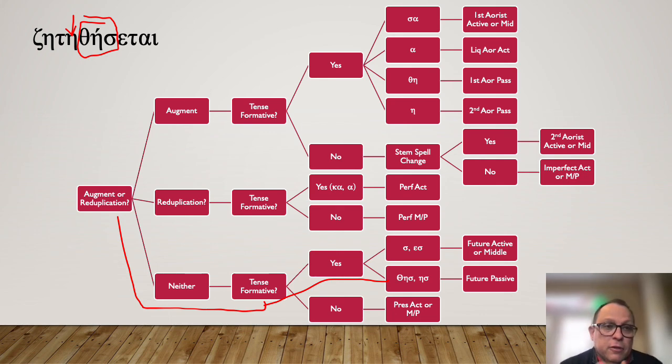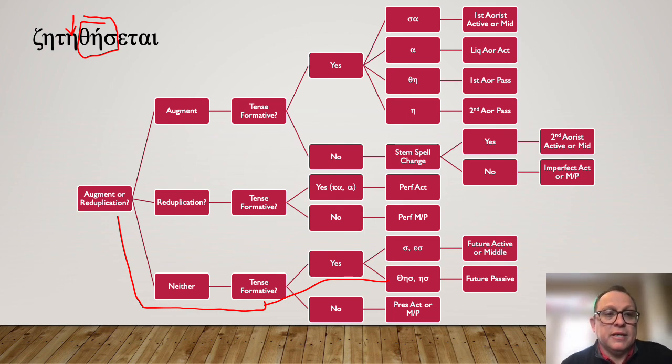And so then we have to look at our ending, etai, and what is its person and number? The person and number is third person singular. So what we have here is a future passive indicative, third person singular from zeteo, and it means he, she, it will be sought or looked for or something like that. Okay? All right, so that leaves us with one more.